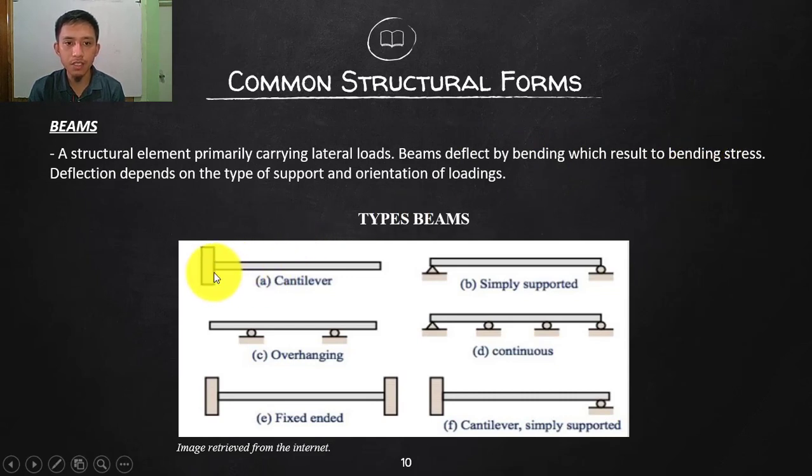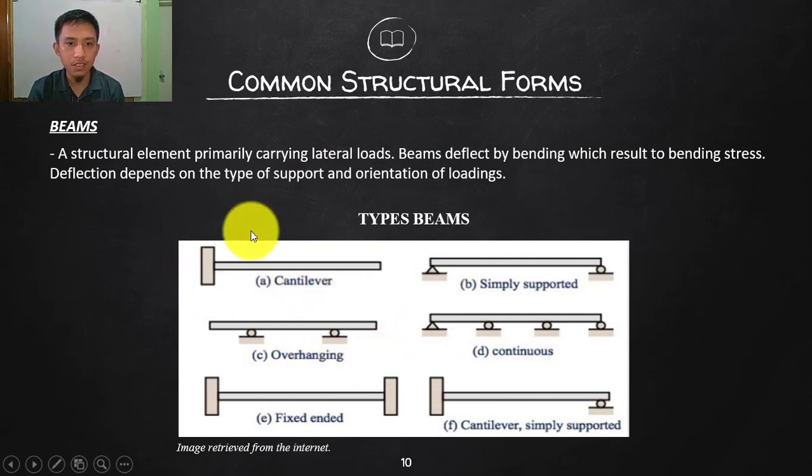Okay, so maybe this is now introduced to you in your mechanics. So if this will deflect, or if that will bend, we have what we call the bending stress, which is a type of stress that is variable. Deflection depends on the type of support and orientation of the loadings. So we have now these types of beams with respect to support.